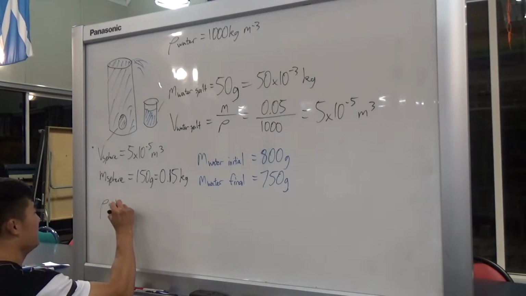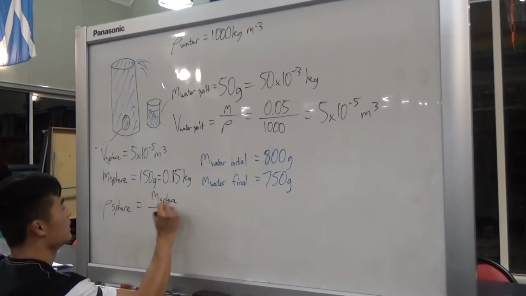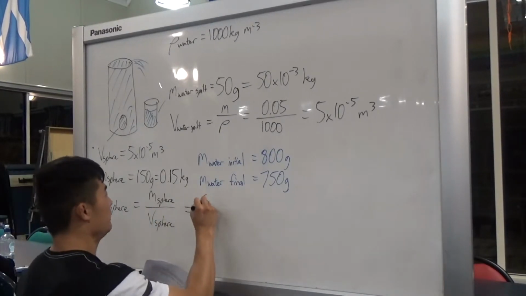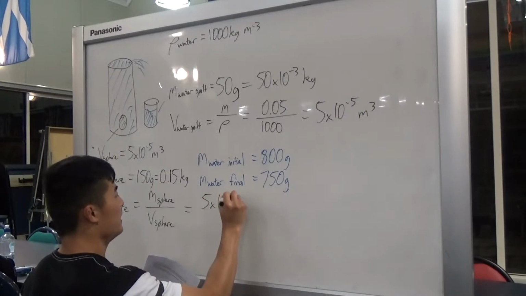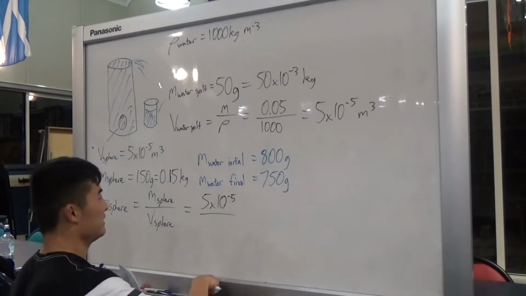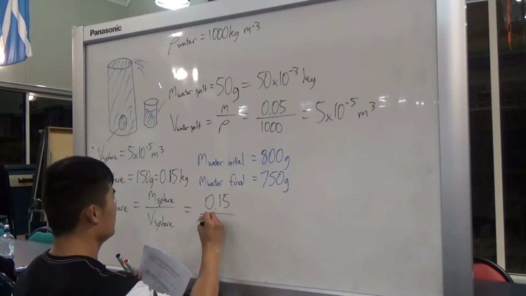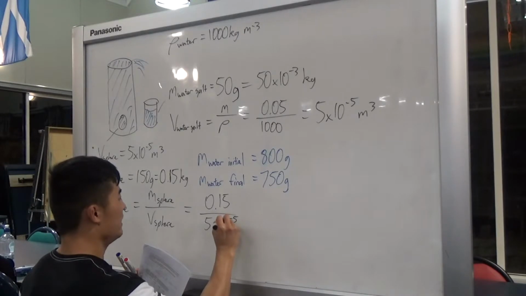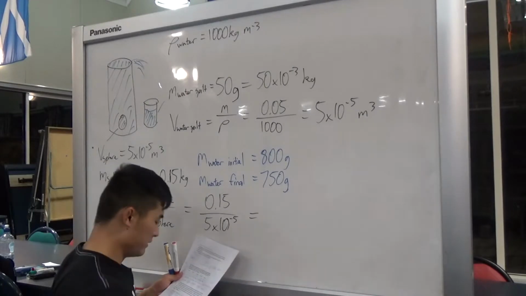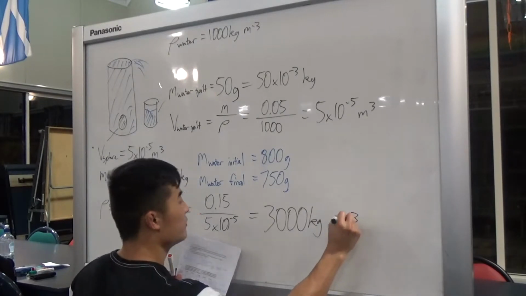Okay, so now we have the volume and the mass, we can calculate the density. So the density of the sphere will be equal to the mass of the sphere divided by the volume of the sphere, which is equal to, sorry, my bad, got mixed up, 0.15 over 5 times 10 to the negative 5. So that should give you 3,000 kilograms per meters cubed.